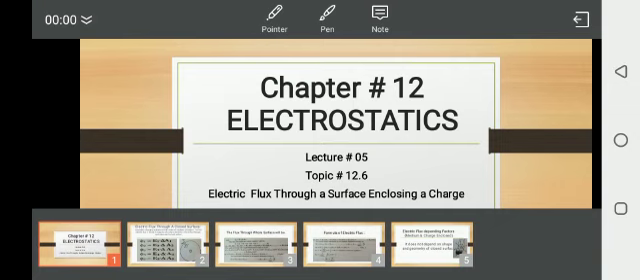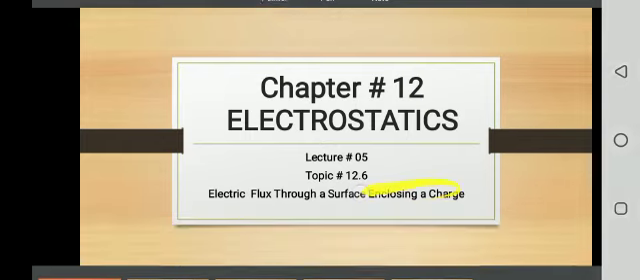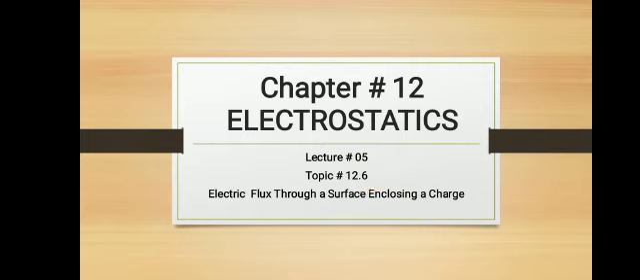Dear students, today we are going to start chapter number 12. Next topic, that is 12.6, electric flux through a surface enclosing a charge. This topic's another name is electric flux through a closed surface, and its third name is electric flux through a sphere. So this question will be asked in your paper in different ways: electric flux through a surface enclosing a charge, or electric flux through a sphere, or electric flux through a closed surface.